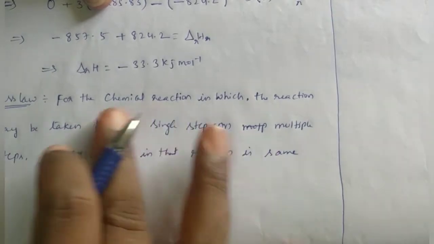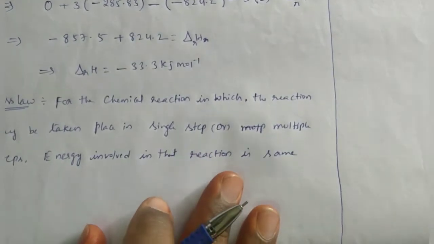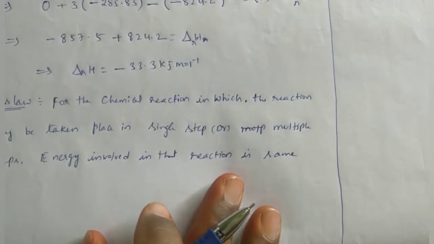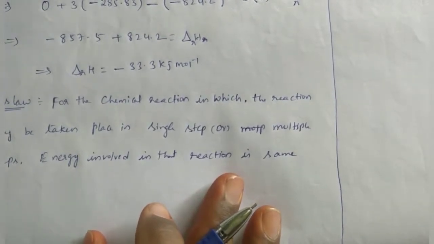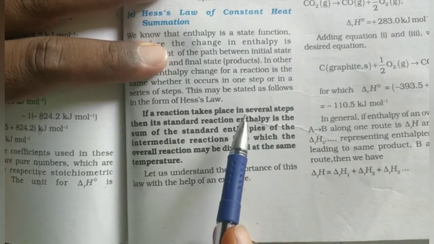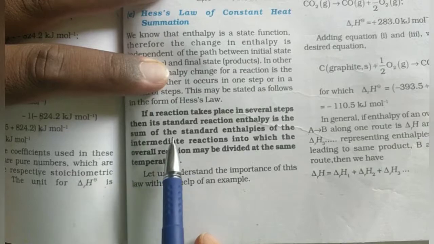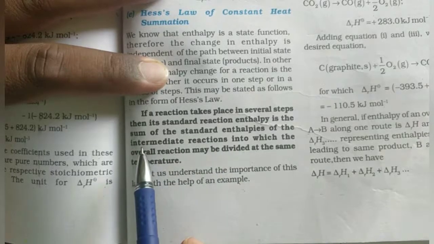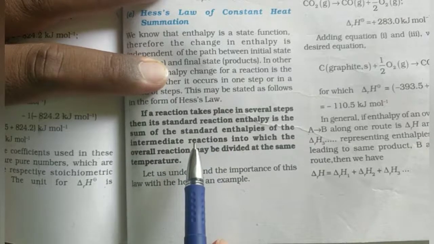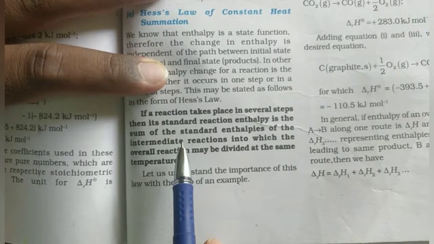Okay, same statement. This is a simple way of representing Hess law. The same statement we can tell in this form also. See what the textbook gives: If a reaction takes place in several steps, then its standard reaction enthalpy is the sum of the standard enthalpies of the intermediate reactions. Whether that reaction is taking place in a single step or multiple steps, the energy involved is the same.